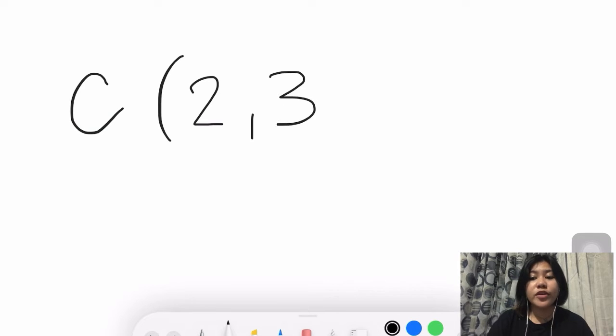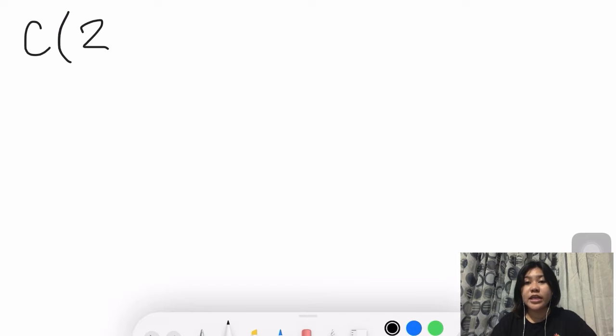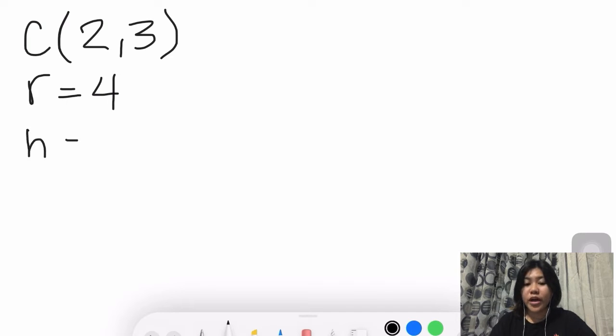We need to solve for its general and standard equation using those properties. And for us to perform this, we need to use its given equation. I'm going to rewrite our given for us to understand it easily. Again, we have here the center, which is 2 and 3, the radius is 4, and h for the x coordinate, which is 2, and k for the y coordinate, which is 3.